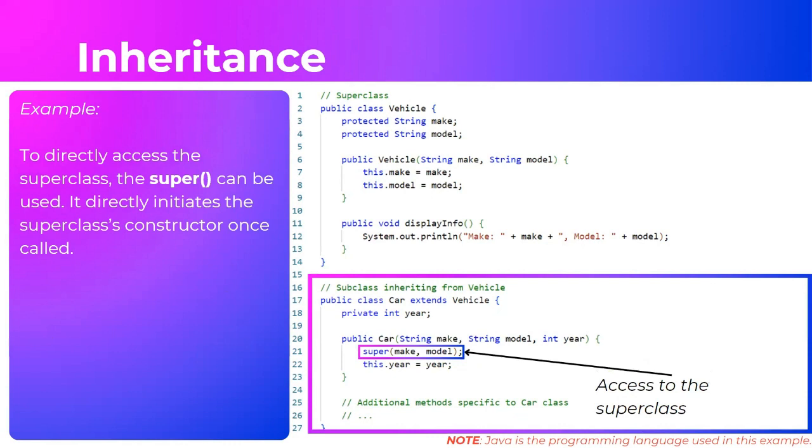So if we want to directly access our superclass, we can use super, like in this example. And so it directly invokes our superclass's constructor once it is called. I think any other language like Python, even C++, also has this feature where we are allowed to directly access our superclass.